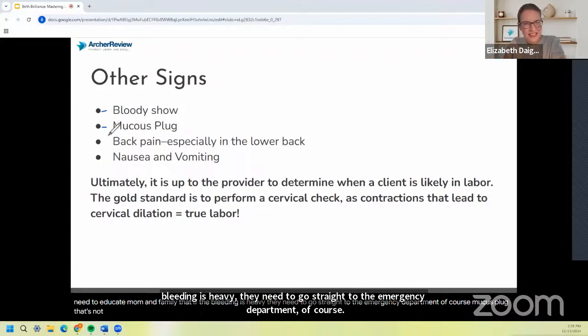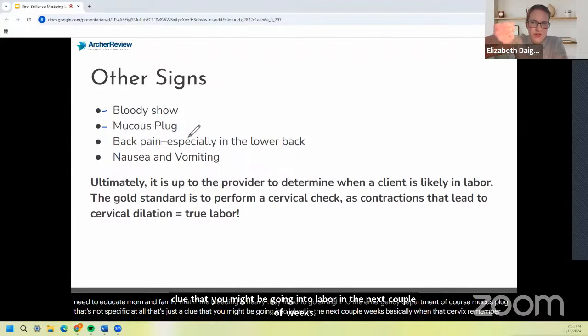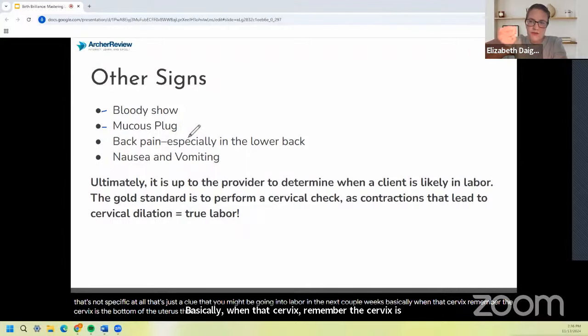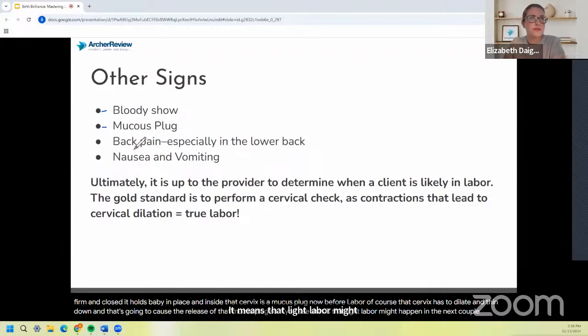Mucus plug, that's not specific at all. That's just a clue that you might be going into labor in the next couple weeks. Basically, remember the cervix is the bottom of the uterus, that's kind of what holds baby in the uterus. During pregnancy, that cervix should be long and firm and closed. It holds baby in place. And inside that cervix is a mucus plug. Now, before labor, of course, that cervix has to dilate and thin down, and that's going to cause the release of that mucus plug. So if you see that, it means that labor might happen in the next couple weeks.